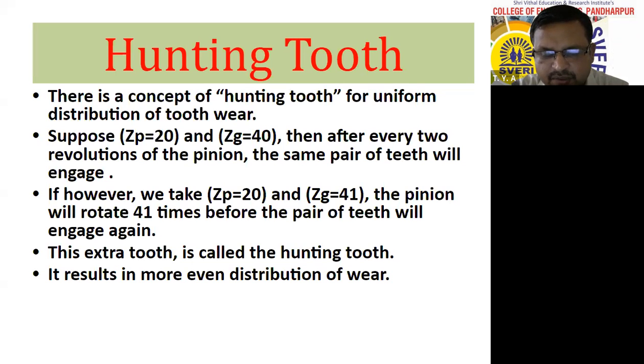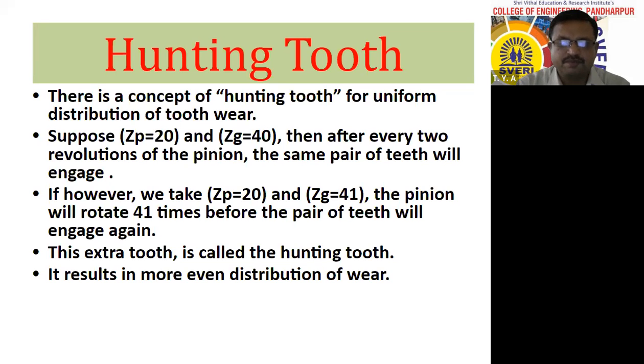And if that crack grows and a sudden impact force acts on the gear teeth, the gear tooth which is weaker, or which does not have that much strength, will break. Now, to avoid this, that is, to distribute the wear uniformly over all the teeth, what we have to do is increase one tooth on the gear wheel. Gear wheel means the bigger gear.